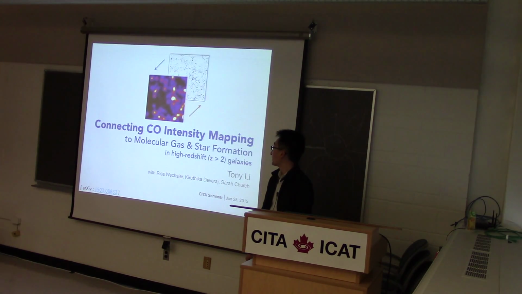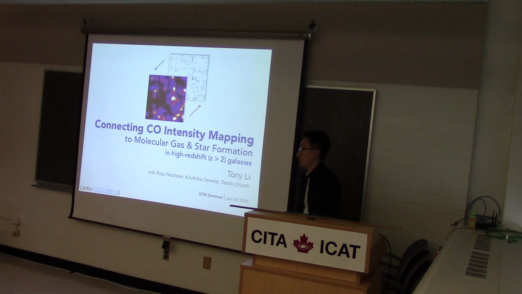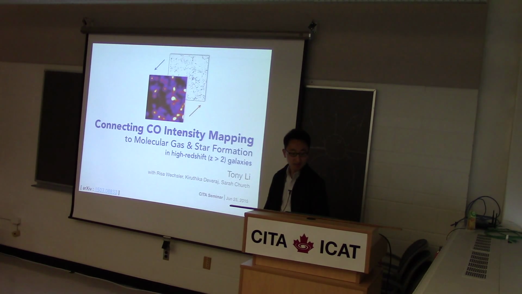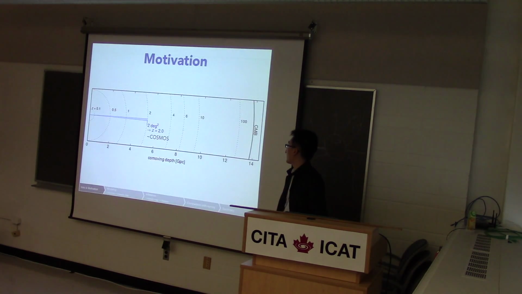I'm a grad student at Stanford, and I'll be talking today about connecting CO intensity mapping to galaxies, essentially galaxies and galaxy formation, but more specifically to molecular gas and star formation in high redshift galaxies, where high redshift here is above redshift 2. Okay. So let me start with a little bit of motivation by way of a somewhat simplistic example.